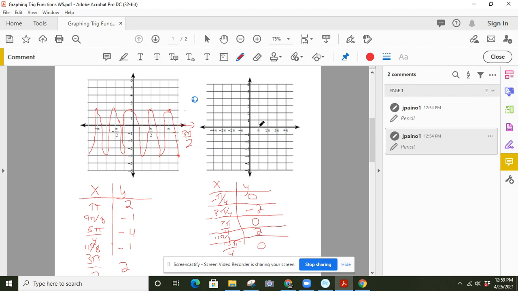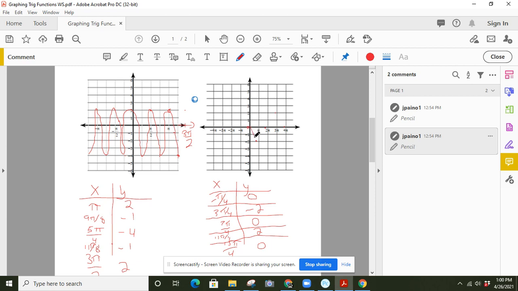So now when I go to plot all these points here, they're just going to be a little bit to the left. At negative pi fourths, it's 0. That's right there. At 3 pi fourths, it's negative 2. At 7 pi fourths, it's 0. At 11 pi fourths, it's 2. And at 15 pi fourths, it's 0.